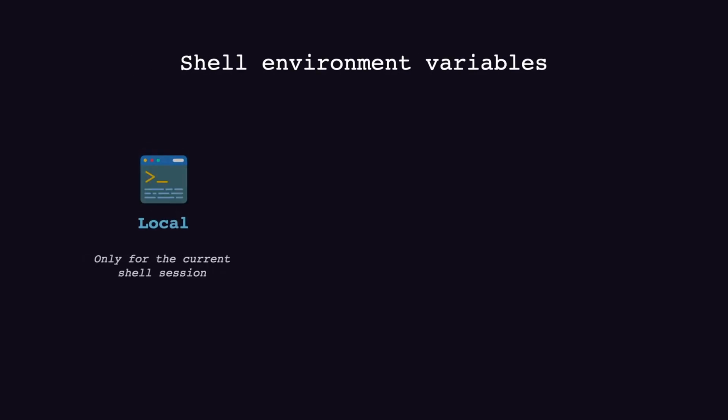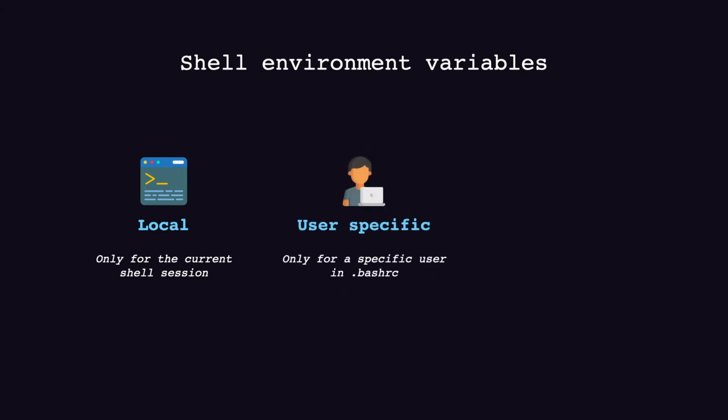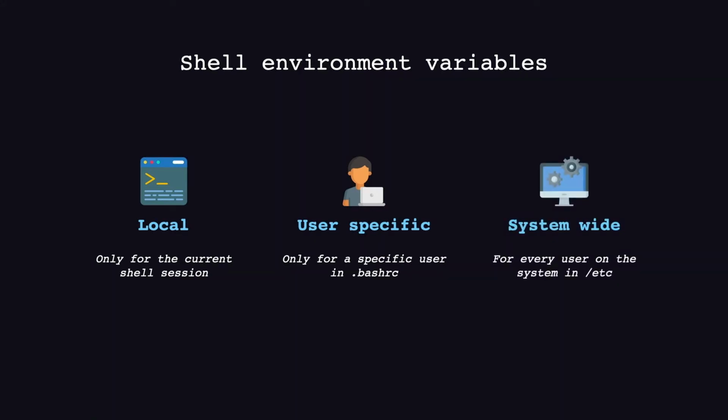Some of these variables are defined by the system itself and others by the users of the system. They can be local, which means that they will only exist for the current session and will disappear as soon as the shell is closed. They can be user-specific, which means that they're defined for a specific user in the configuration file located in the home directory and are loaded every time this user opens a shell. And finally, they can be system-wide, which means that they're available for every user of the system whenever a new shell is opened, and they're usually located in the /etc directory.